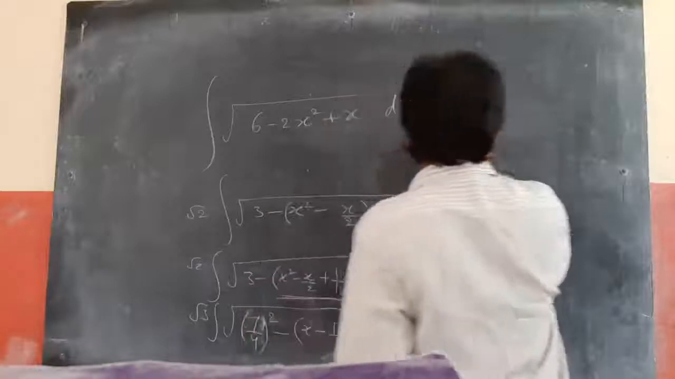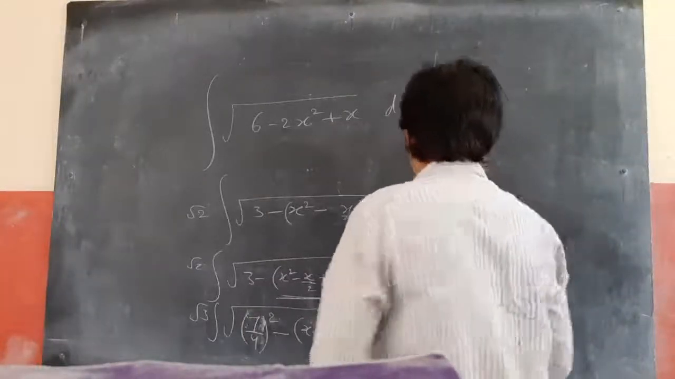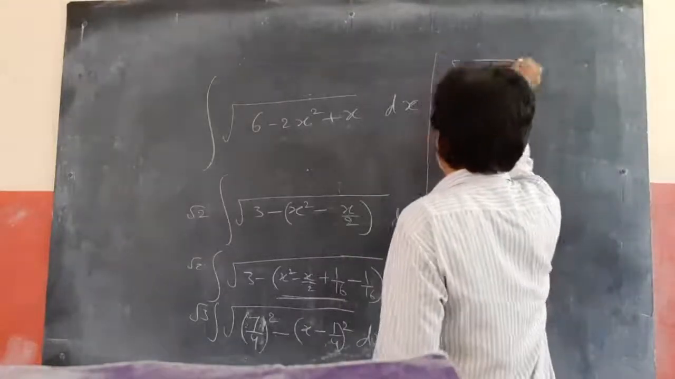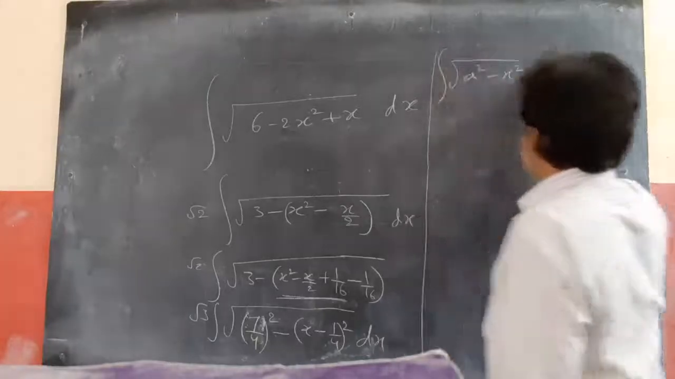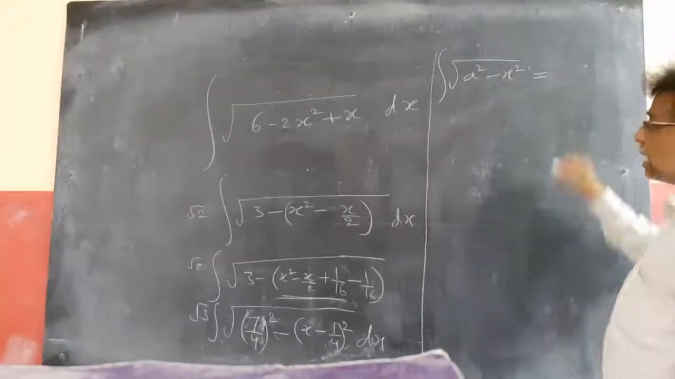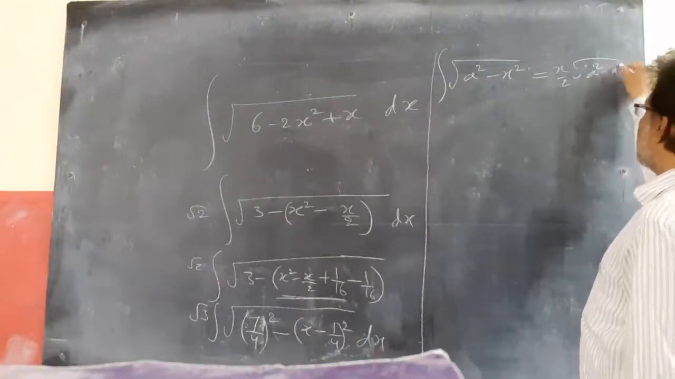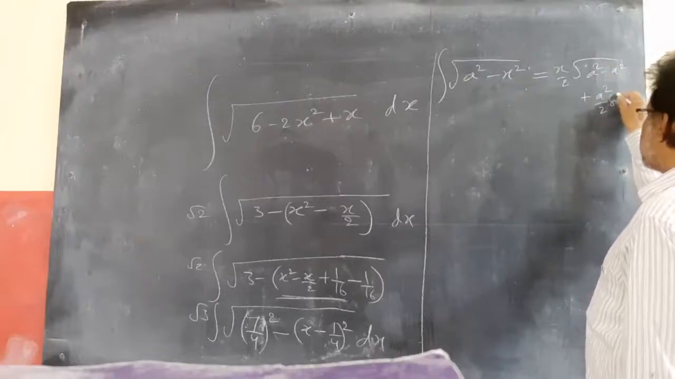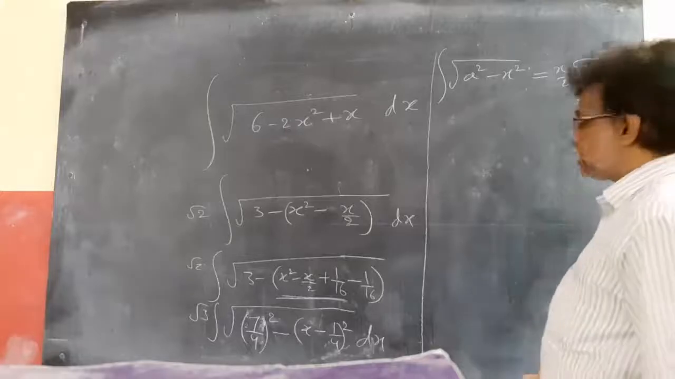What is the formula for integral of root of a square minus x square? I told you this integration formula. It is x by 2 into root of a square minus x square plus a square by 2 into sin inverse x by a.